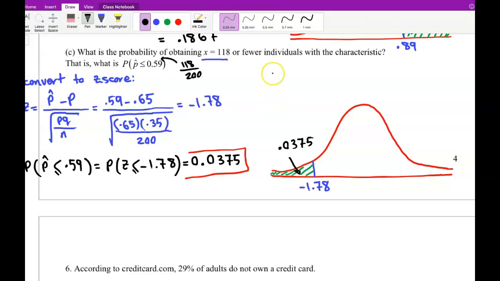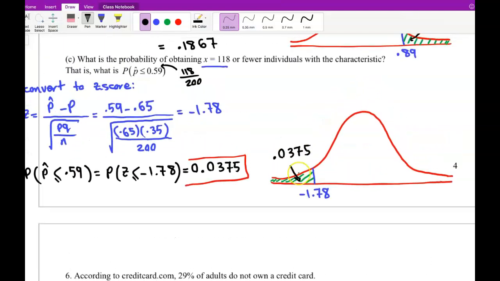Okay, now I want to explain what that is. Okay, so this was the area on the left side.